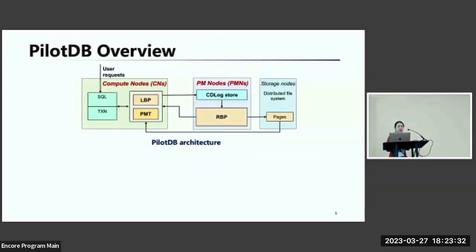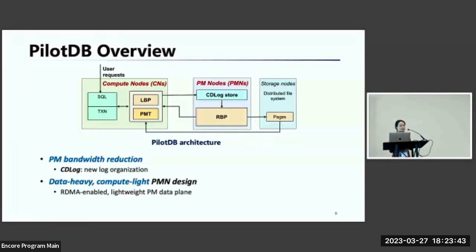afford it. So this is our design, PolarDB, which has compute nodes and the PM nodes that tackle these two major challenges. So first of all, everything is centered around a new log organization called CD log, compute node-driven logs. And based on this log design, we can actually design the PMN side to be data-heavy yet compute-light. And the storage layer is using mature technology. So in this work, we focus on the first two layers.